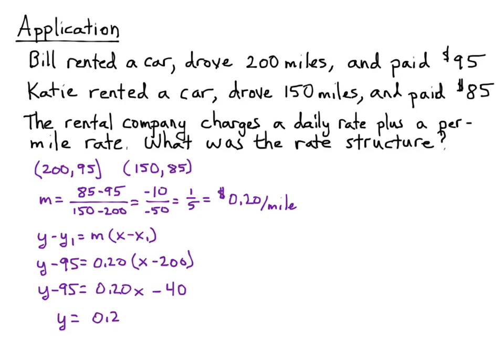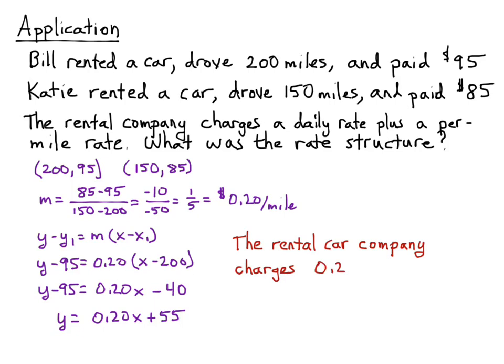So then this is probably part of our model here, the equation. We'll stick one of the data points in here, where we have y minus 95 equals 0.2 times x minus 200. If we multiply this out, 0.2 times 200 is 40, and so we will then simplify this. And so we get y equals 0.2x plus 55. So here's the rate structure then. The rental car company charges 20 cents a mile plus $55 per day. Okay, everybody follow that okay? Hopefully you were all on that track.